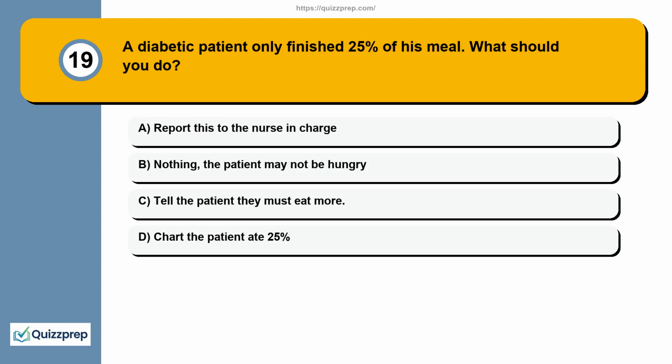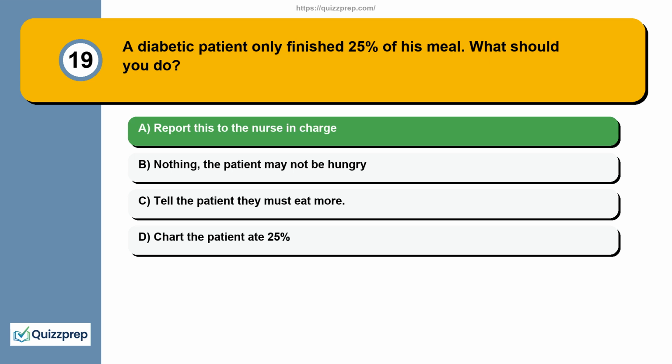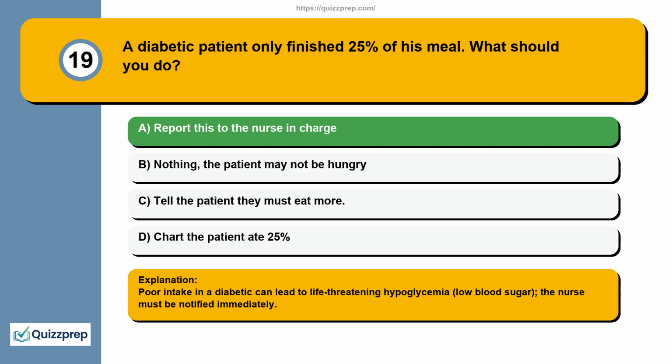Question 19. A diabetic patient only finished 25% of his meal. What should you do? Report this to the nurse in charge. Nothing, the patient may not be hungry. Tell the patient they must eat more. Chart the patient ate 25%. Poor intake in a diabetic can lead to life-threatening hypoglycemia, low blood sugar. The nurse must be notified immediately.